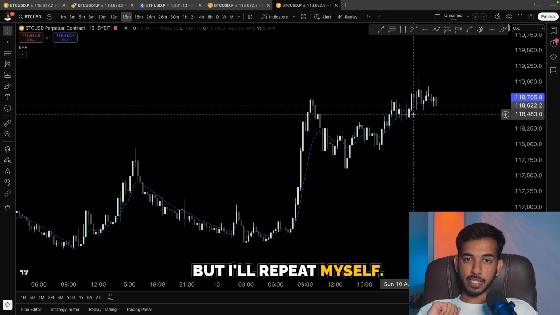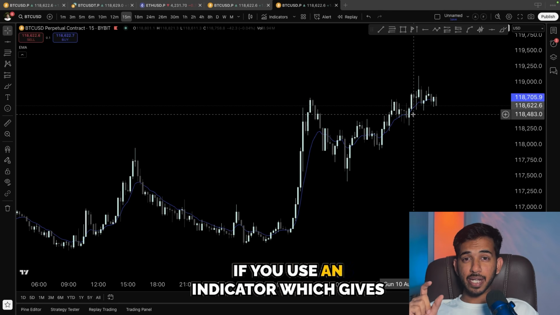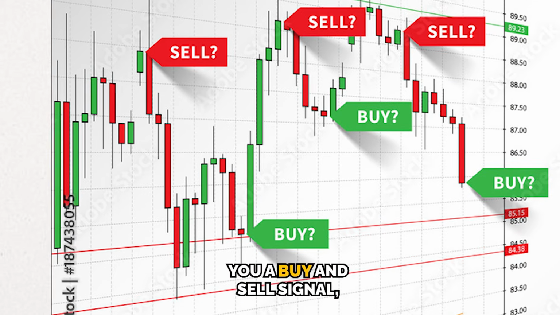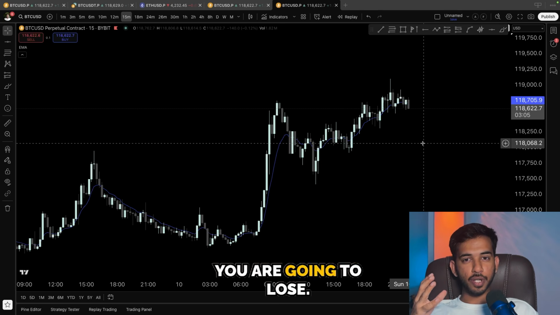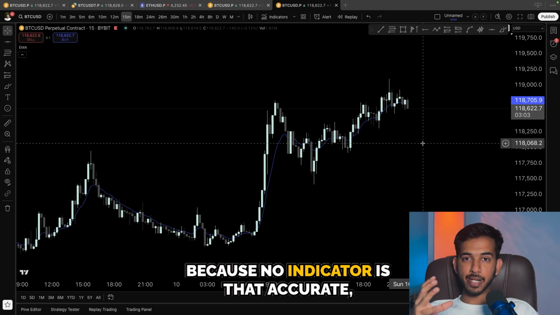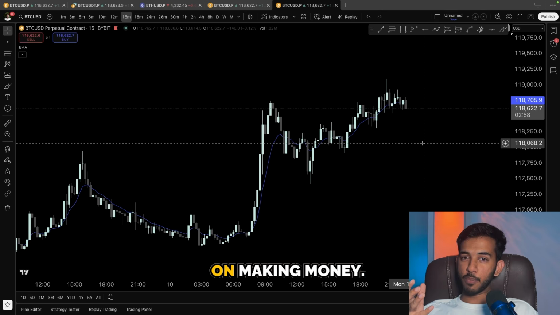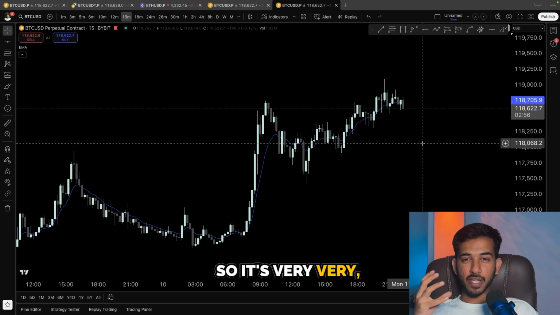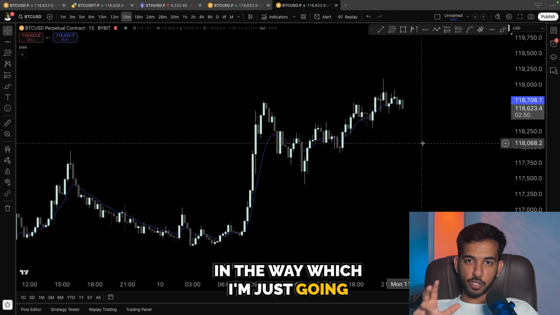But I'll repeat myself, and this is the key rule of indicators. If you use an indicator which gives you a buy and sell signal, and if your trading strategy is based upon that, you are going to lose. Because no indicator is that accurate that it can give you a direct buy or sell signal and you'll keep on making money. So it's very, very important that you use indicators in the way which I'm just going to tell you guys.